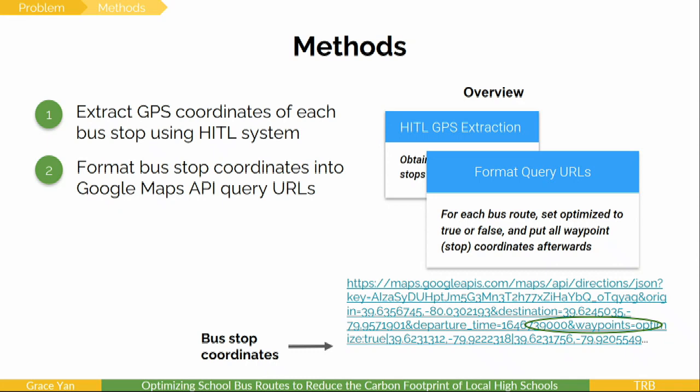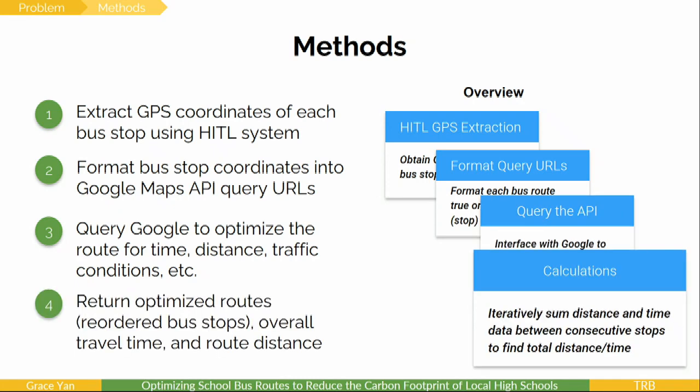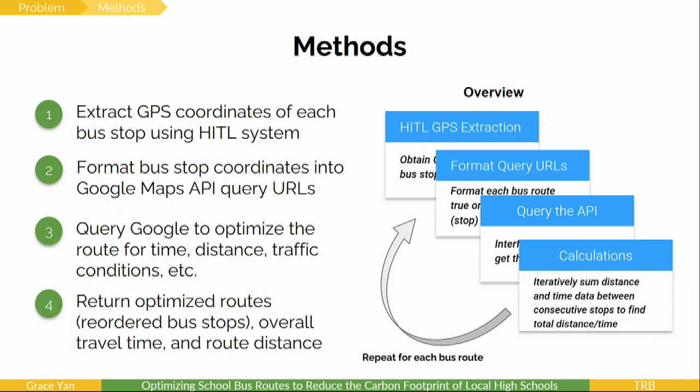I then fed these coordinates into an algorithm that interfaced with the Google Maps API, which is Google's library for their routing algorithms, and also what powers the Google Maps app on your phone. I formatted the coordinates into Google Maps API query URLs, which I then queried Google to find the most optimized route. Next slide. Then my code outputs the optimized route as well as the calculated total travel distance and duration. I repeated this process for all 30 buses at my school across multiple days and averaged the results.